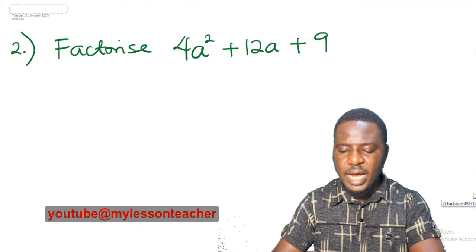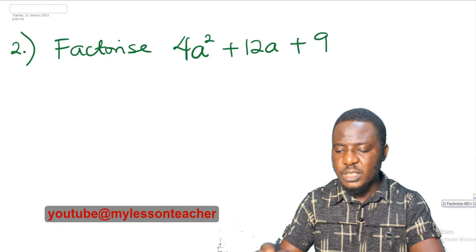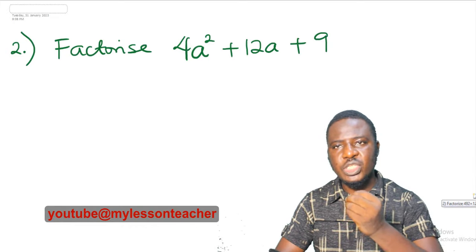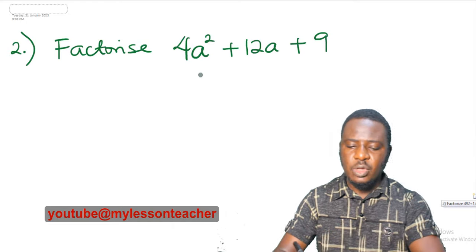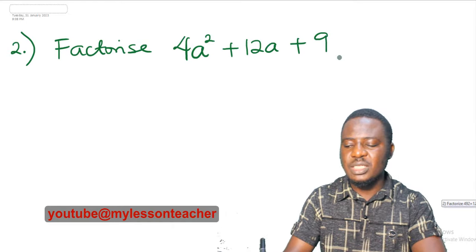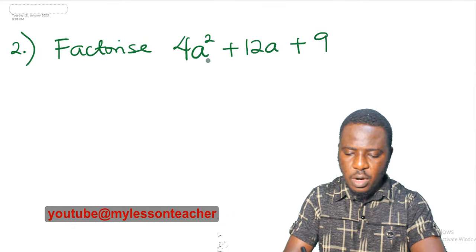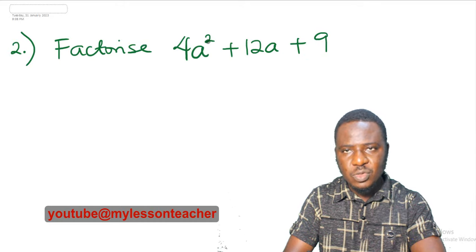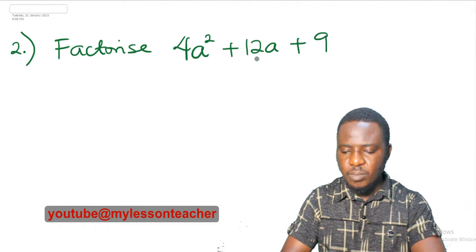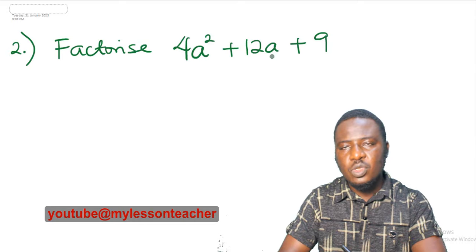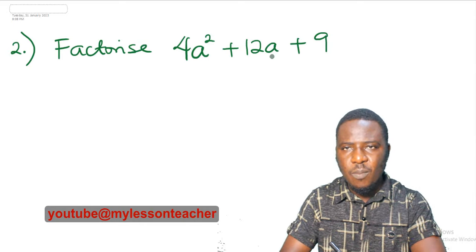Example 2 says we should factorize 4a squared plus 12a plus 9. Now, looking at the two conditions to check if it is a perfect square, you agree with me that the first term is a perfect square as well as the last term, because the first term is 4a squared. 4 is a perfect square and a squared is a perfect square, as well as 9. And the middle term is twice the product of the first term and the last term. So we can also factorize it in that form.